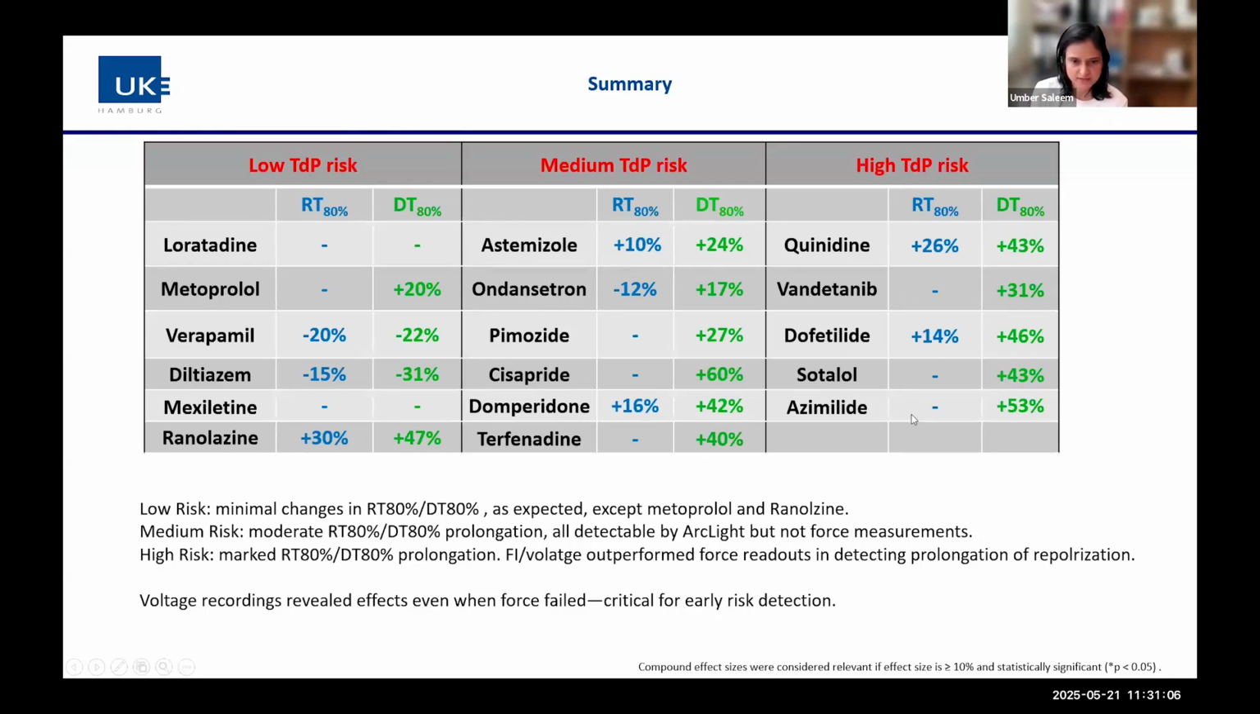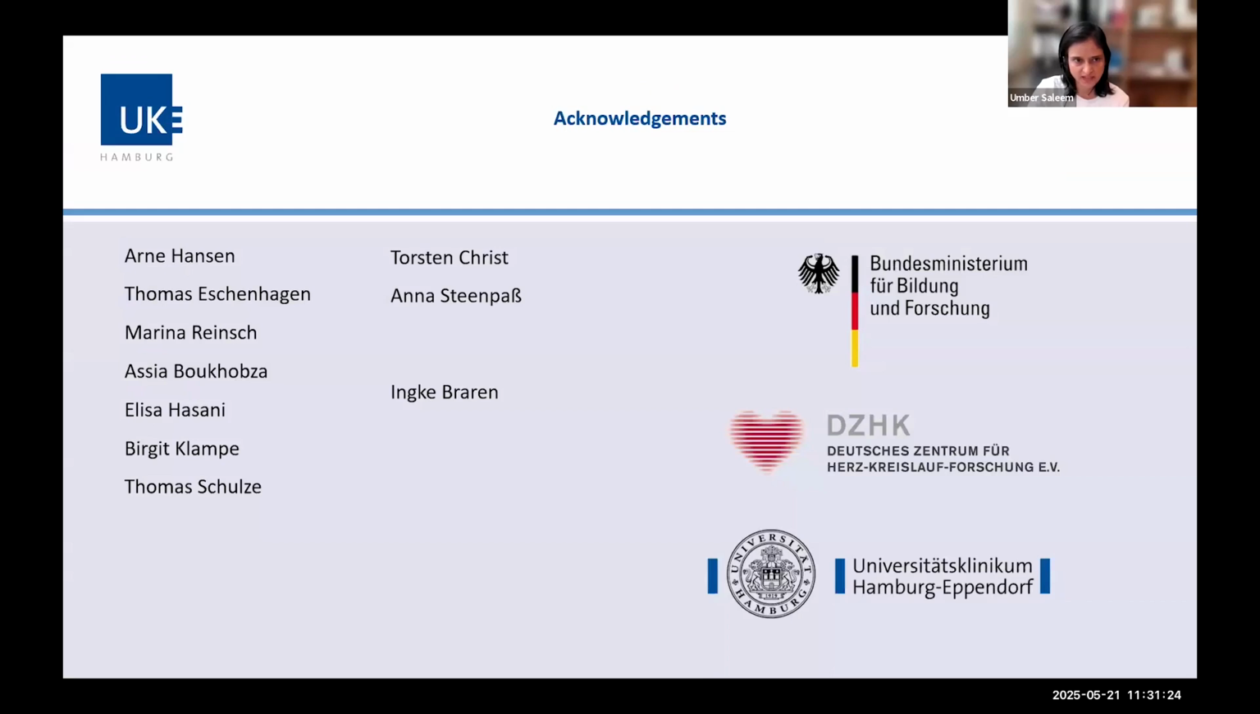So we can say that fluorescence intensity, which is a surrogate for voltage, outperformed force readouts in detecting prolongation of repolarization. And voltage recordings revealed effects even when force failed, which is critical for early risk detection. And with this, I would like to thank my group and all the people who work with me, and I thank you for your attention.